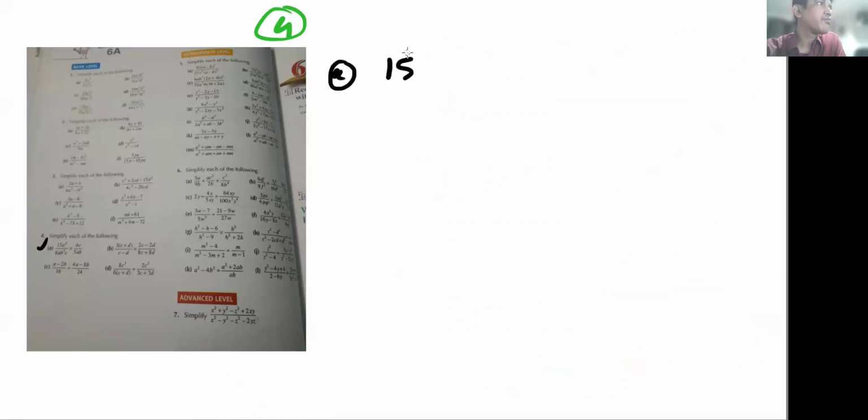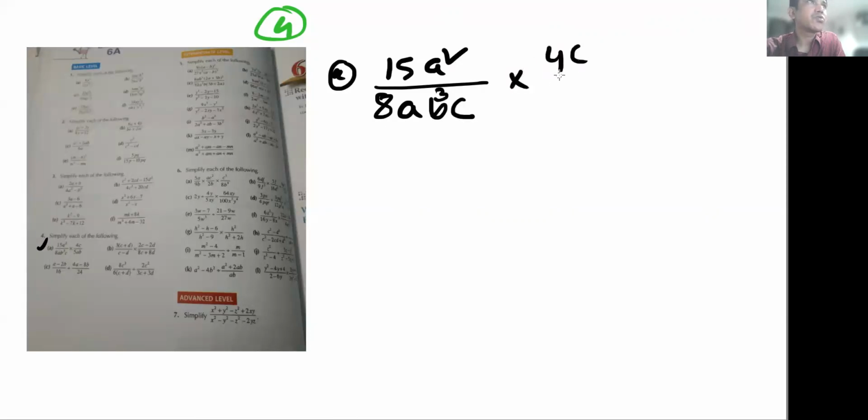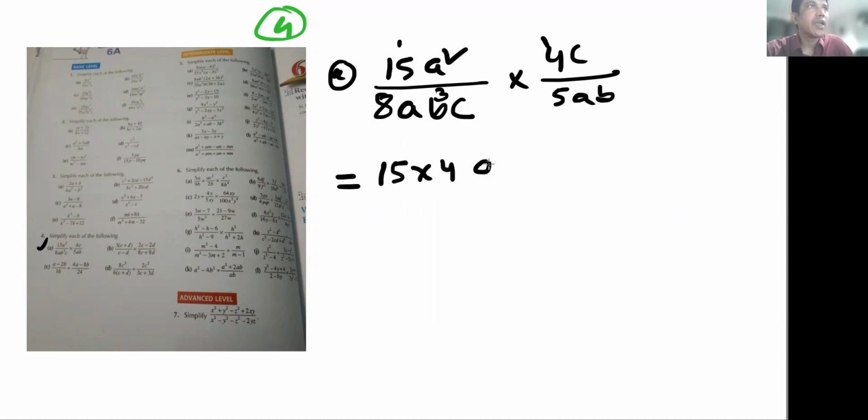15 A square divided by 8 A B to the power Q, right? C into 4C divided by 5AB. This is easy. Actually, you can consider it like this: you can multiply this and this. We can write it like this also: 15 into 4 A square C. This we can combine like this.